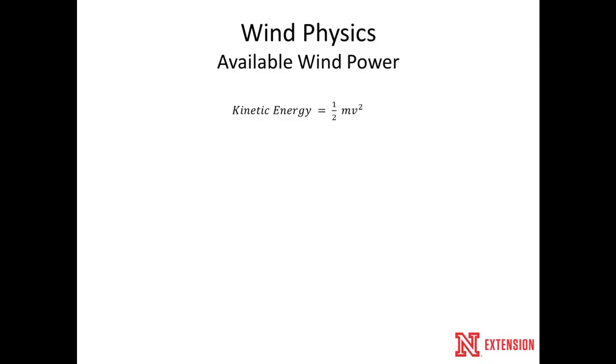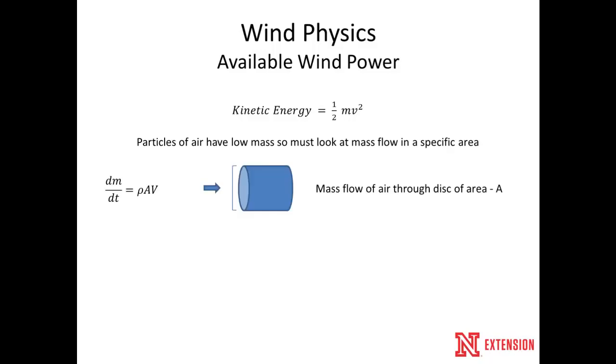The mass of a ball is pretty easy to calculate. If we threw a ball, we could calculate its mass and its velocity, and we've got its kinetic energy. Wind is a little different. Lots and lots of small particles of nitrogen and oxygen and carbon dioxide and other things, all moving. So we can't really calculate each individual molecule, so we're going to use a mass flow of particles.